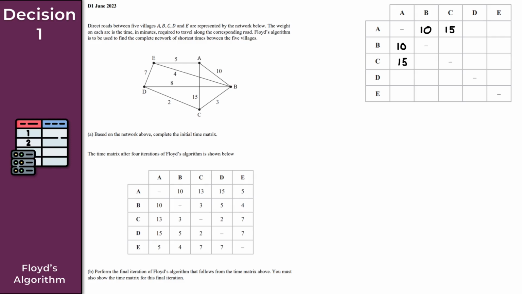So going directly from A to D, there's no way that we can do that, right? It's impossible. So the way that we denote this here in the initial time matrix is by using the infinity symbol, like so. And same again here for this value by symmetry. And then finally, the last value here along the first row, A to E then, what would that be?